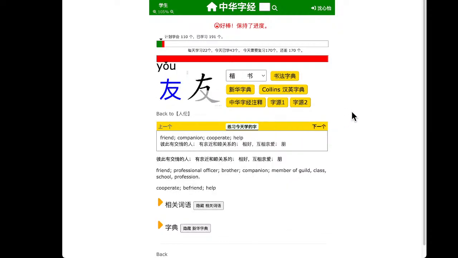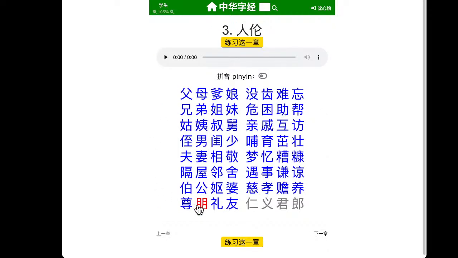友 is your friend and companion. You help each other. So usually when you talk about friends, you say 朋友. You put these two characters together. And here you split it up so it has a more poetic rhythm to it. 尊朋礼友. This is treating your friends with respect.